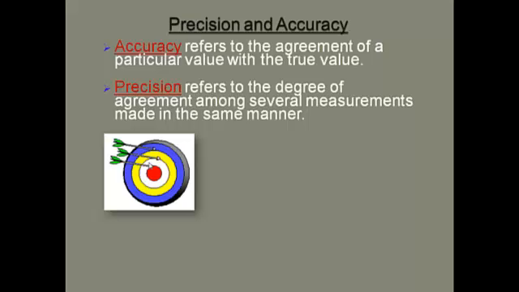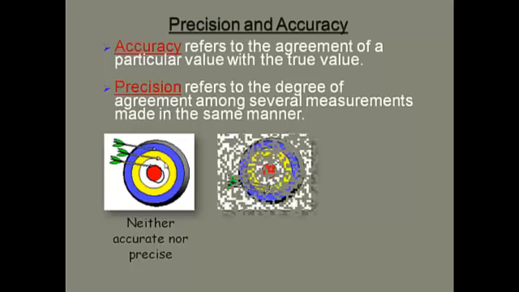In this first example, 3 arrows, we know that the archer is shooting for this center red bullseye. This person didn't hit the bullseye at all, so the shots are not accurate. They are way off target. Not only that, but they're very spread out. So these shots are neither accurate nor precise.